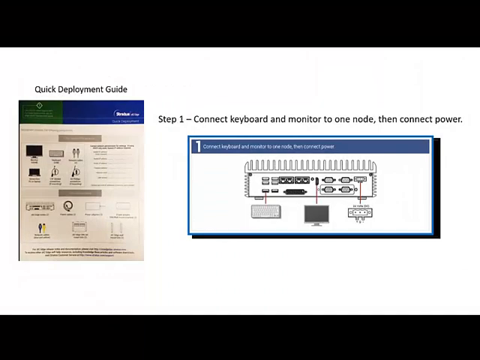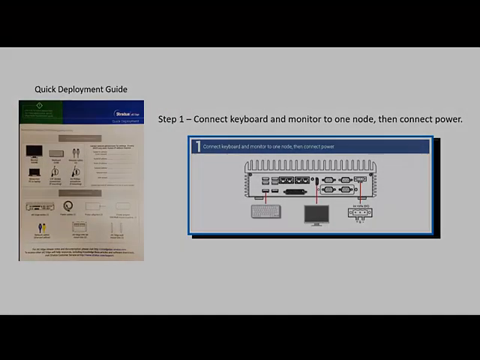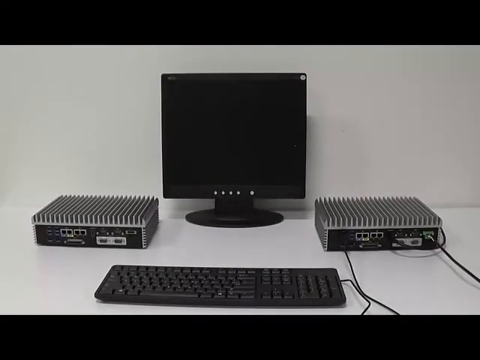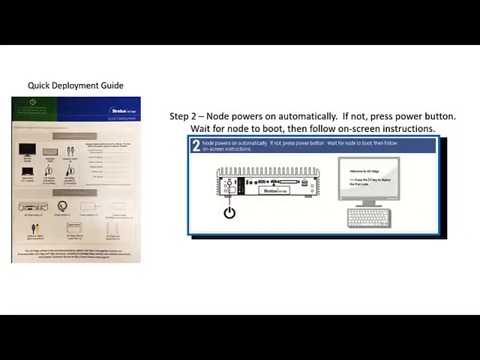Step 1 is to connect the keyboard, monitor, and power to one of the nodes. In this example, we've connected the monitor, keyboard, and power to one of the nodes. In Step 2, the node should automatically power on once power has been applied. If it does not, press the power button and then watch the monitor.